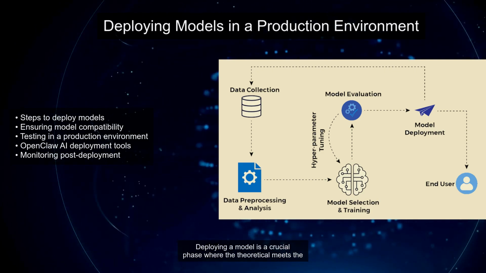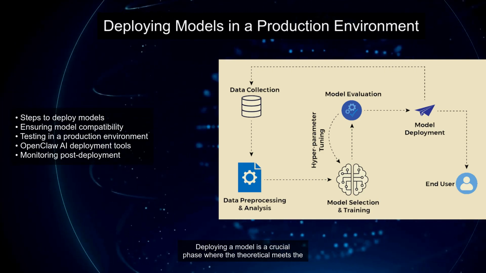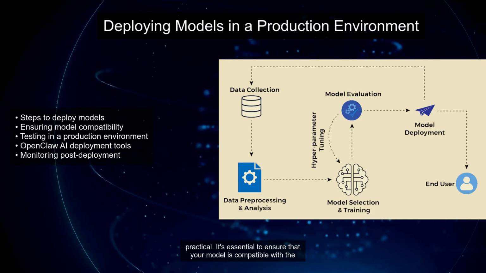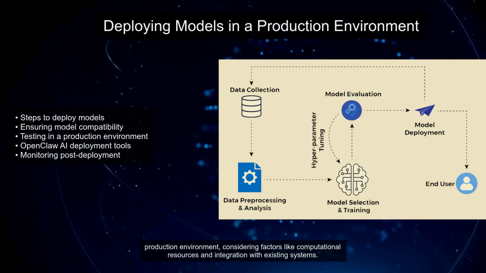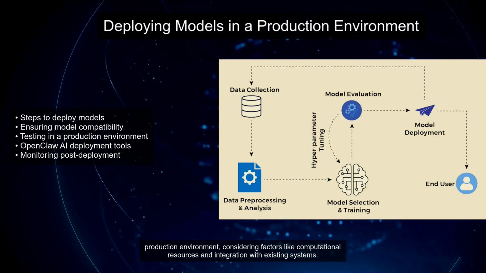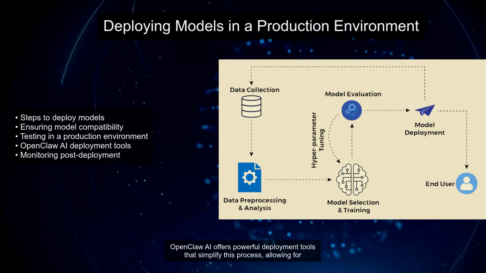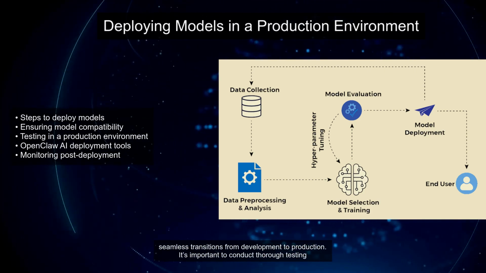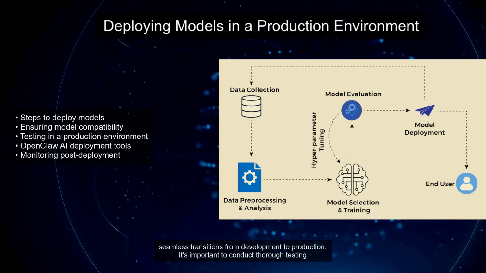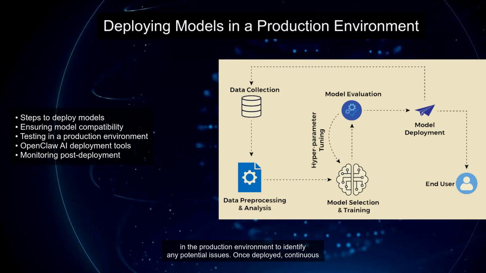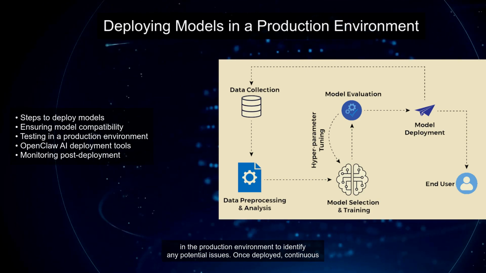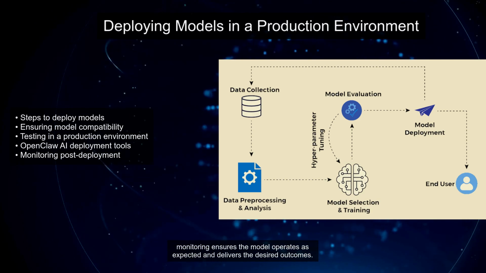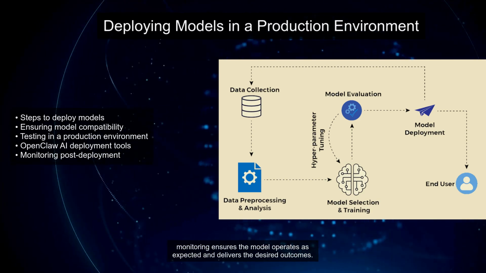Deploying a model is a crucial phase where the theoretical meets the practical. It's essential to ensure that your model is compatible with the production environment, considering factors like computational resources and integration with existing systems. OpenClaw AI offers powerful deployment tools that simplify this process, allowing for seamless transitions from development to production. It's important to conduct thorough testing in the production environment to identify any potential issues. Once deployed, continuous monitoring ensures the model operates as expected and delivers the desired outcomes.